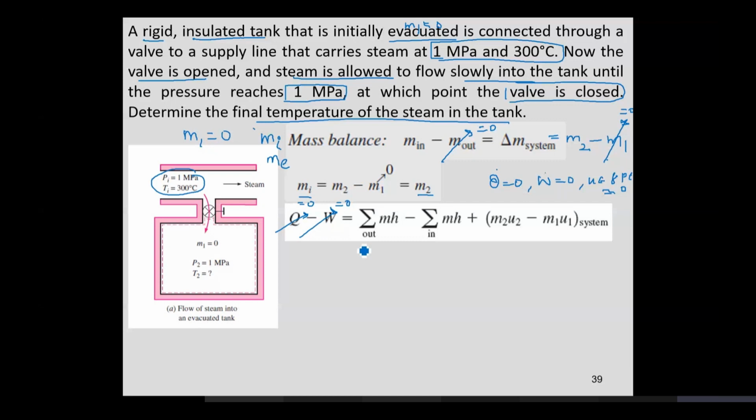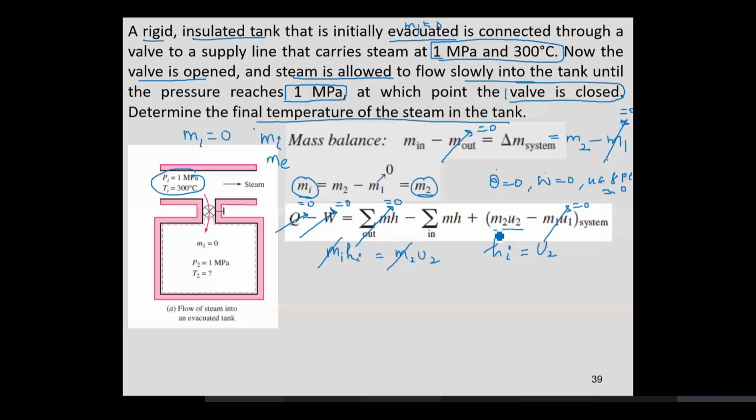You essentially have the enthalpy that entered through the inlet, Hi, equal to the internal energy of the system at the final condition. So whatever amount of energy entered in terms of enthalpy through the inlet is equal to the energy stored in the system in terms of internal energy. I hope this is clear to you.